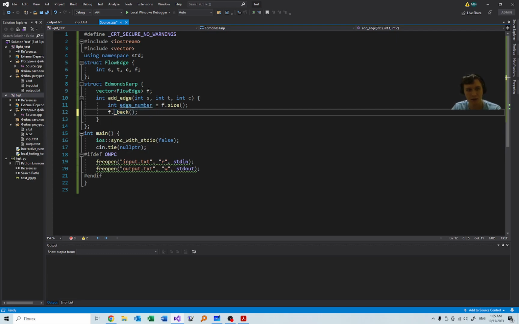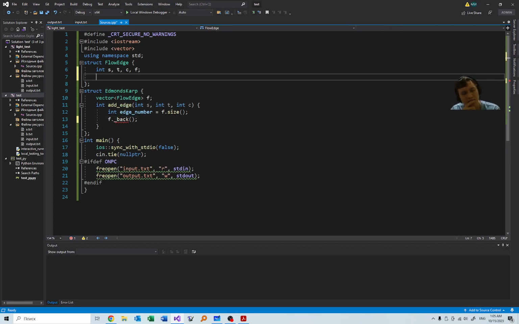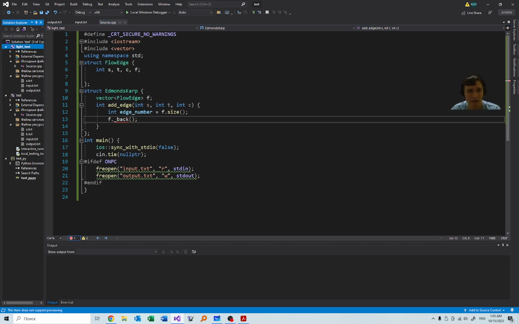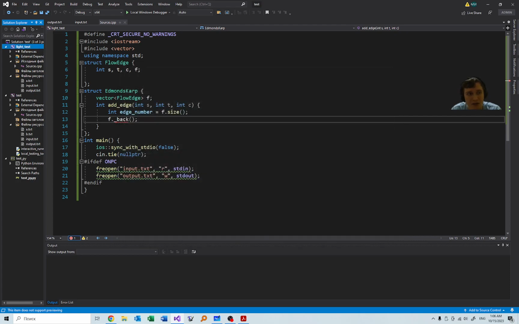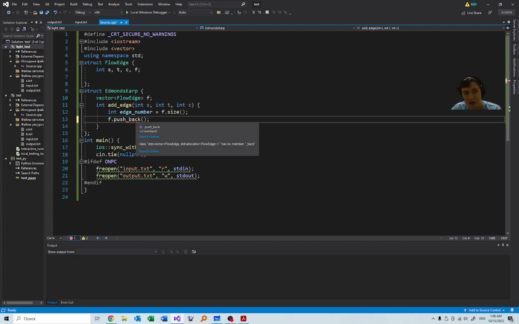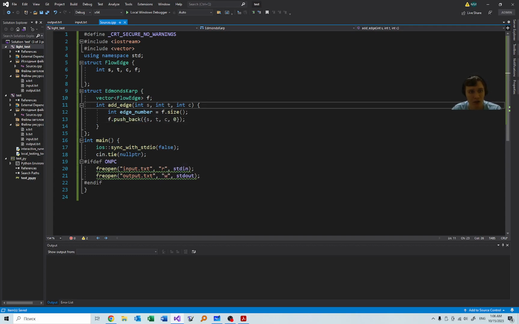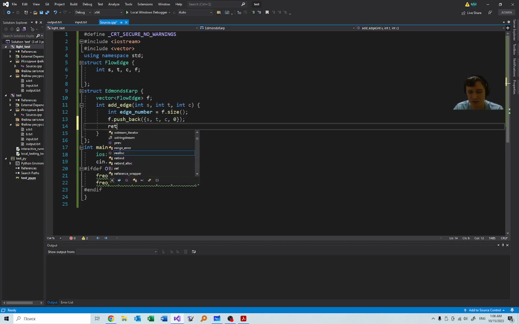I actually don't know if we can write such an initializer with brackets. Maybe we can. What is my C++? It's 14. Yes, it's 14. Okay, let's try it. Okay, it kind of worked.